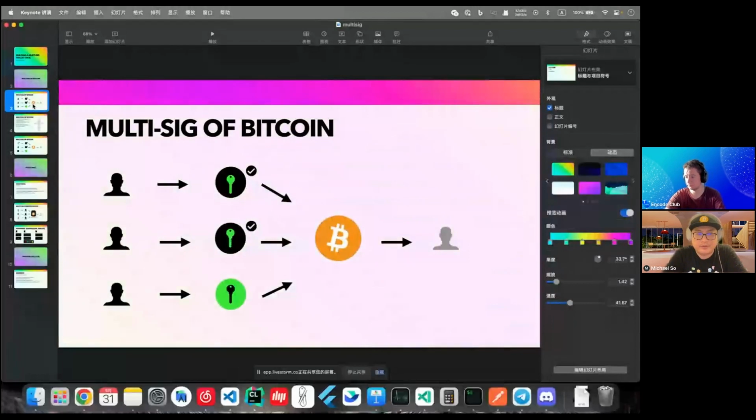So there is a threshold here. We see 2/3, meaning that two persons approve the transaction, and then the transaction goes through. So this is very complex. If you look at the Bitcoin script, and if you're familiar with Bitcoin techniques, there are a couple of components used in the multi-sig flow.